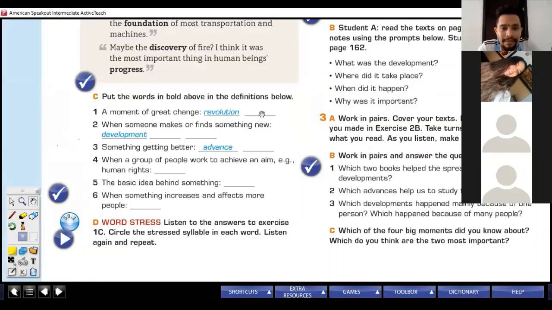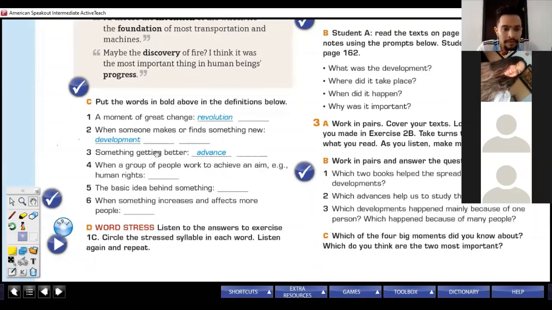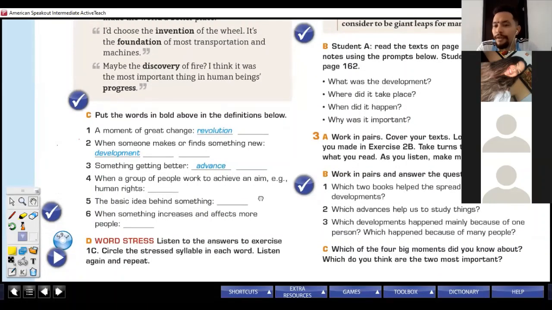Now, number 3, something getting better. We have advance. Progress. Good. Number 4, when a group of people work to achieve an aim, for example, human rights. Movement. Great. Movements. Number 5, the basic idea behind something, like the beginning of everything.